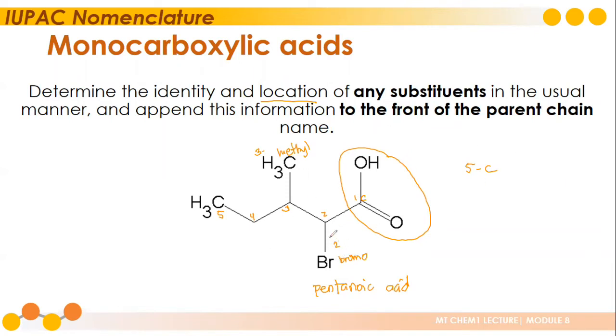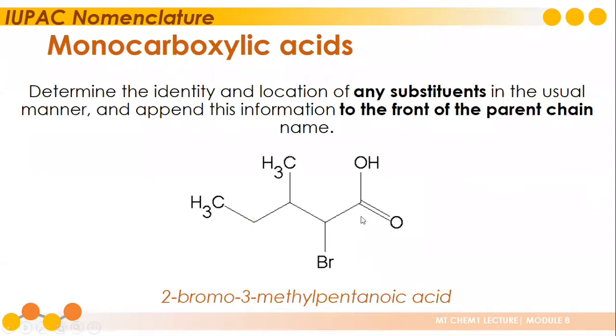So we need to put them in order. So we have 2-bromo, 3-methyl, pentanoic acid. Let's check if it's correct. The final name for this compound is 2-bromo-3-methylpentanoic acid. That's easy. You just need to follow the rules in naming carboxylic acid or monocarboxylic acid.